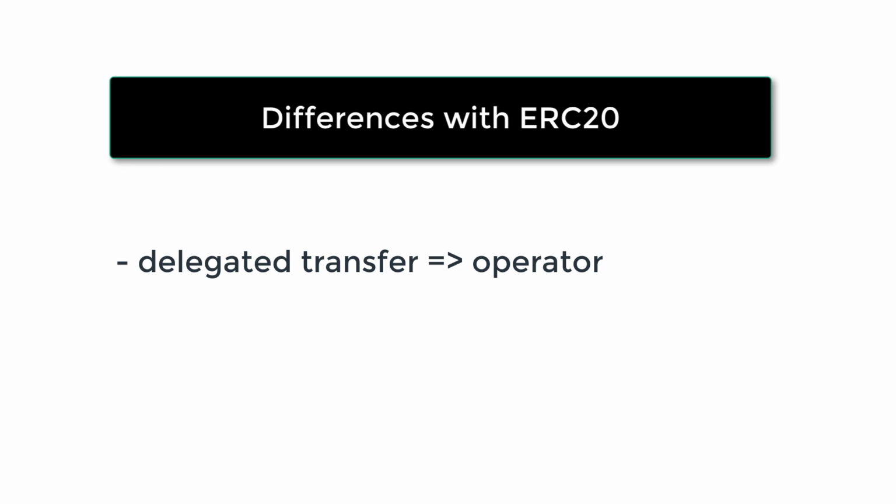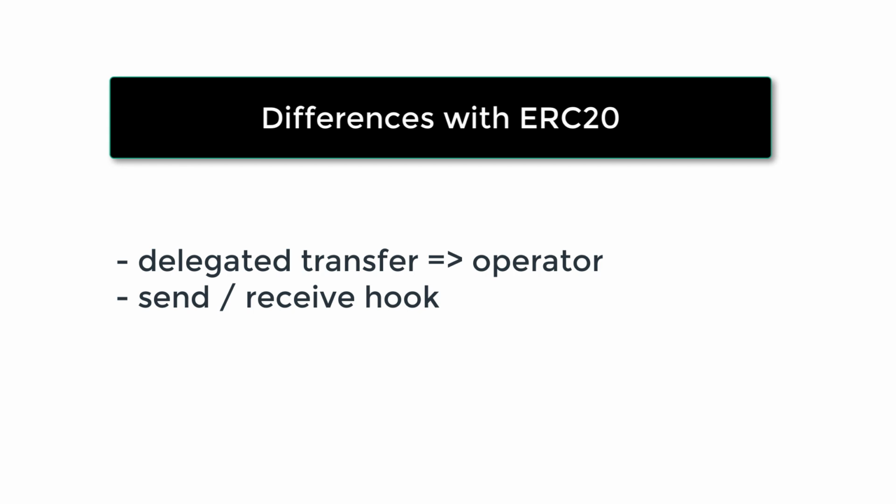For ERC20, the way it works is you can allow third-party addresses to transfer your tokens, but up to a certain amount. In the case of ERC777, we have a similar system. In this case, third-party addresses are called operators, but they are not limited by a specified amount of tokens that they can transfer. So if you allow an operator to transfer tokens on your behalf, this operator can transfer all your tokens. There is no limit.